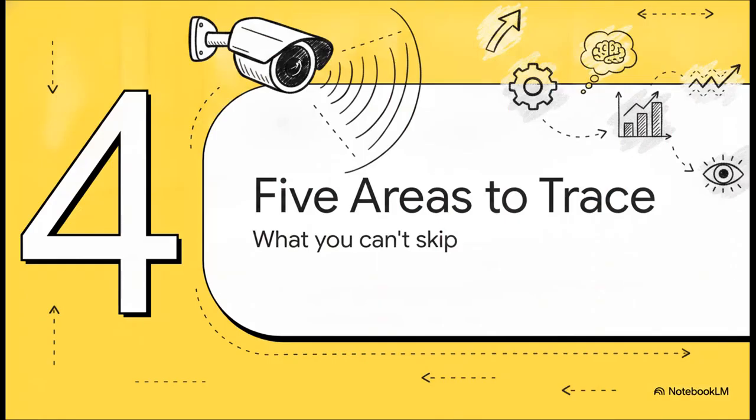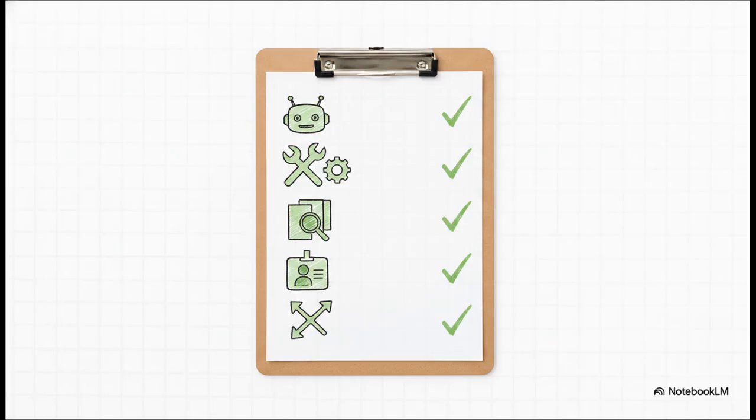Section 4. Five essential areas to trace, the stuff you absolutely cannot skip. So if we are setting up this security camera, what exactly should it be looking at? Here is your non-negotiable checklist. Number 1, trace the raw LLM calls, capturing the full prompts and completions. 2, every single tool invocation, so you can check inputs, outputs, and latency.